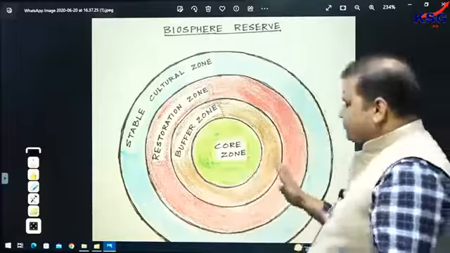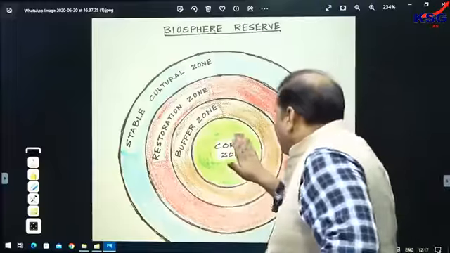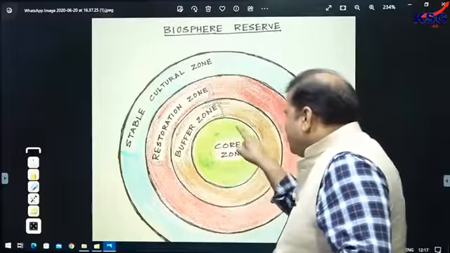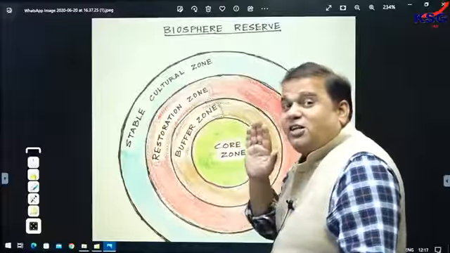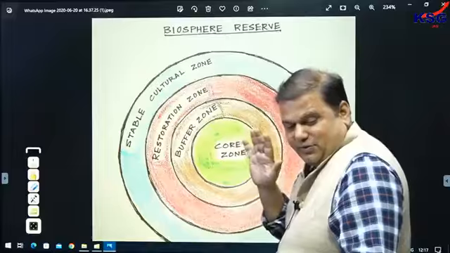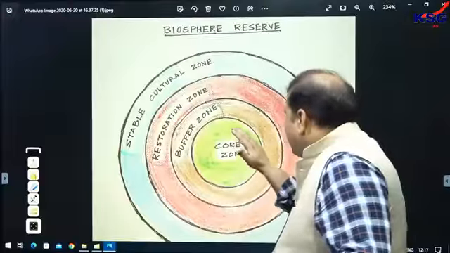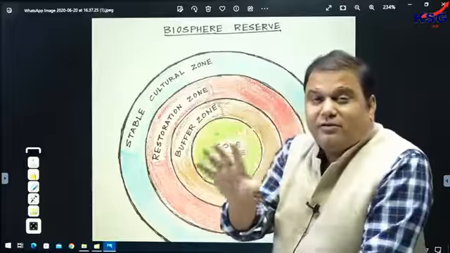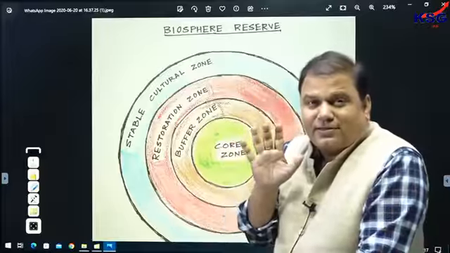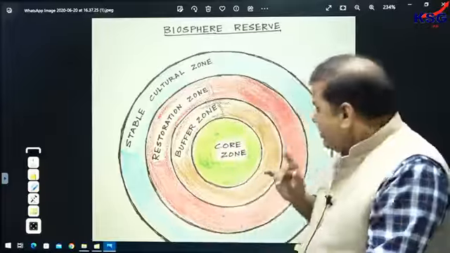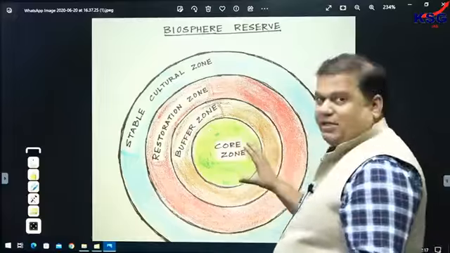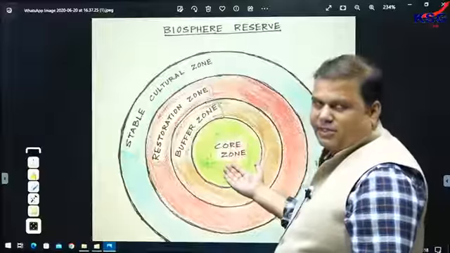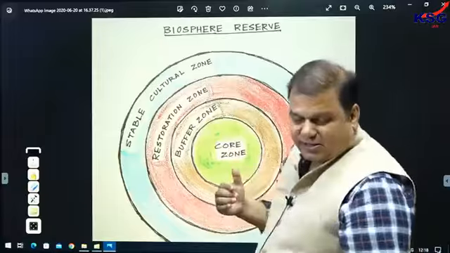But see, again I am explaining. Core zone is the area which is considered to be the most pristine. Pristine means untouched area. Clear? Untouched area. Now, in this area, human intervention would be negligible. Very less human intervention would take place. Negligible here means very less. Clear? And in this area, we can see that human intervention is less. So what kind of activity is allowed in this area?